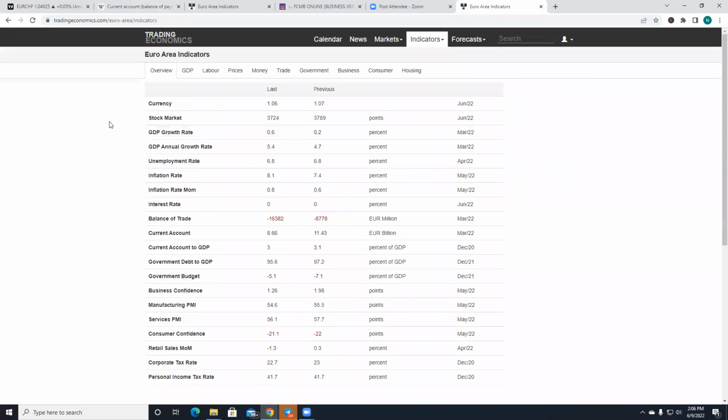Check their data. Look at the GDP growth rate, 0.6. Last was 0.2. Increased is better. GDP annual growth rate increased is better. Unemployment rate is the same. Inflation rate is higher, month on month is higher. Interest rate is 0. But I want you to look at this figure, guys: balance of trade. Look at this one.